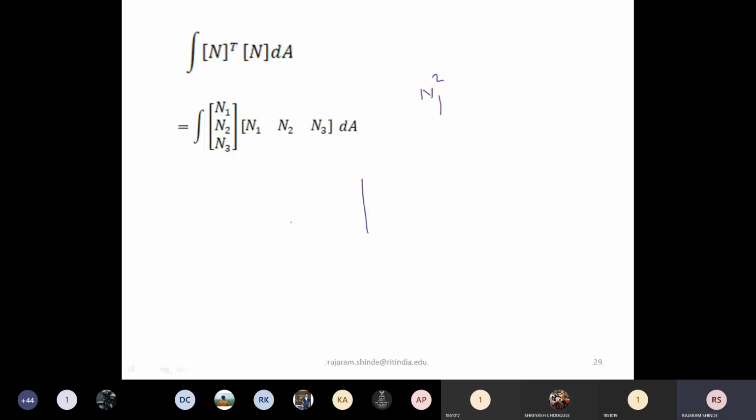First term: first into this first, first into this second, first into this third. It is your first row. That is N1 squared, N1 N2, next N1 N3. Now the second row: N2 N1, or N1 N2, you can write anything. Next N2 square, next N2 N3.